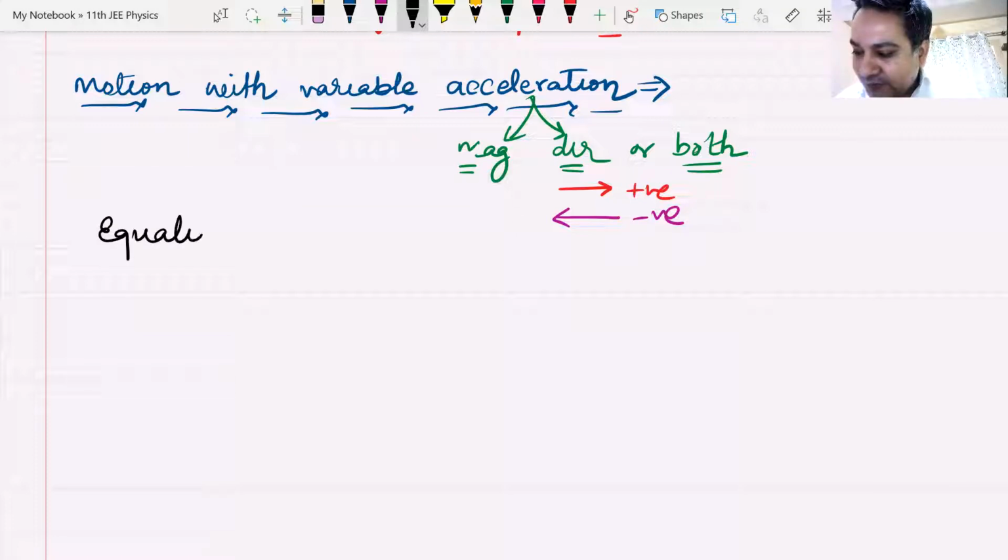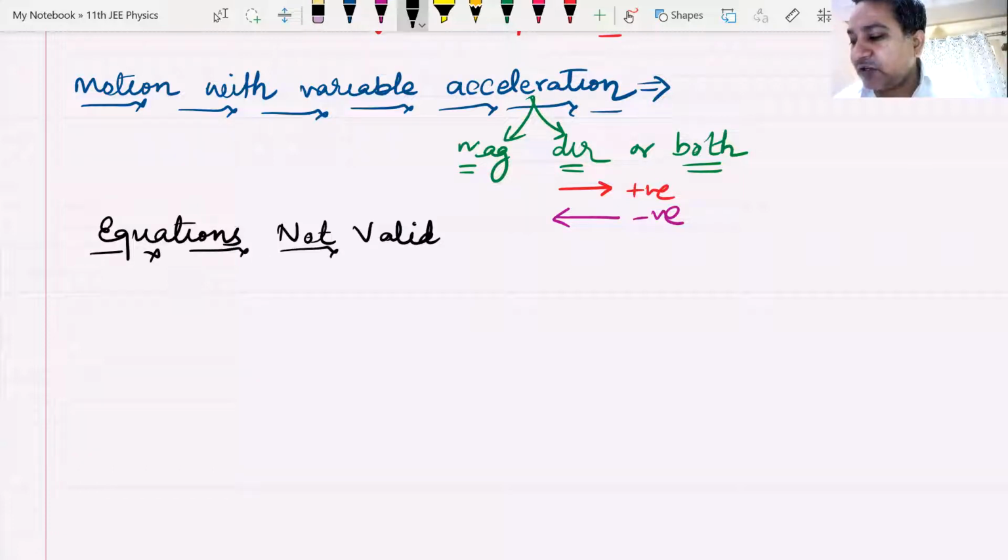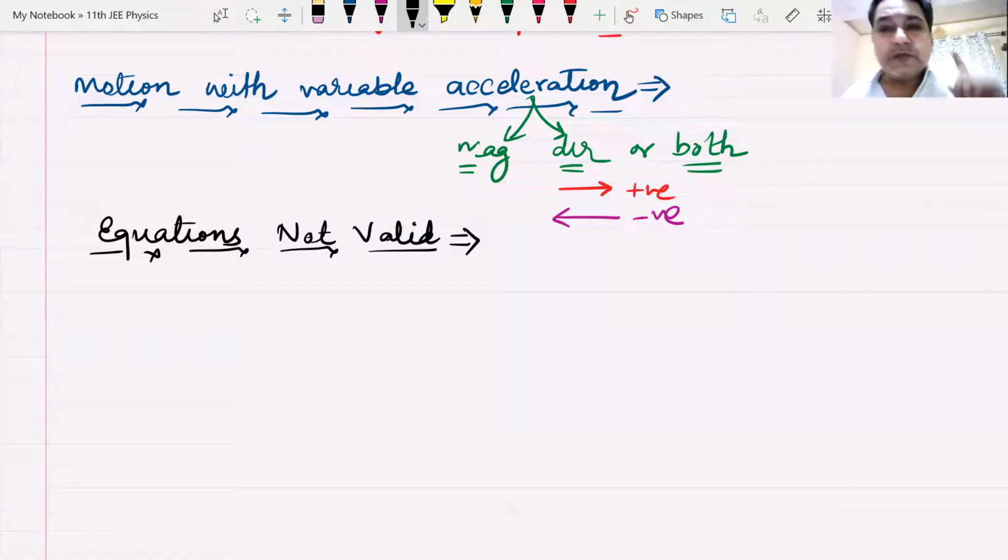So I'll write the heading: equations which are not valid now, because acceleration becomes variable. Which equations are not valid now? First, which are the equations which are not valid now? The equations that we have been using till now are not valid now because the acceleration becomes variable.